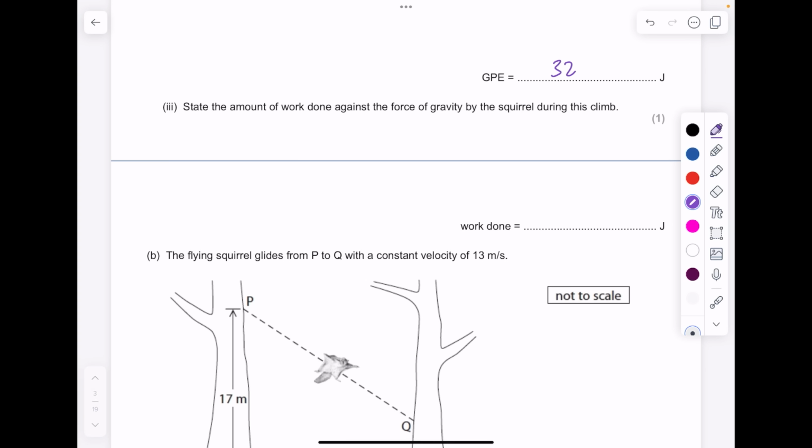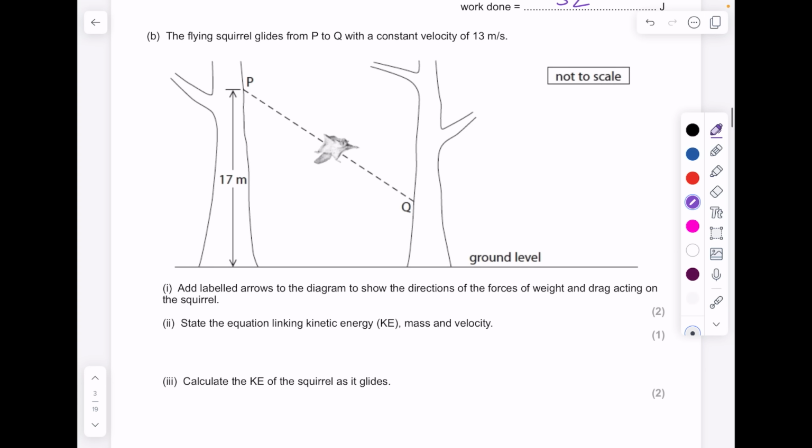State the amount of work done against the force of gravity by the squirrel during this climb. Look how often these questions come up. The answer is just 32 joules. The flying squirrel glides from P to Q with a constant velocity of 13 meters per second. Add labeled arrows to the diagram to show the direction of the forces of weight and drag acting on the squirrel. So remember, the squirrel's weight will act downwards. Drag acts against the direction of motion, so it'll be acting in this direction.